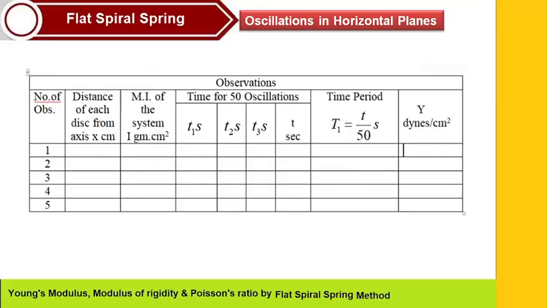Now take the observations in tabular form. Distance of each disc from axis x in centimeter, and moment of inertia of the system I in gram centimeter square. Note the time for 50 oscillations: T1, T2, T3 seconds, and take the mean, that is small t seconds, and find the time period. Capital T2 is equal to small t divided by 50 seconds, and find the Young's modulus, capital Y, in dynes per centimeter square.